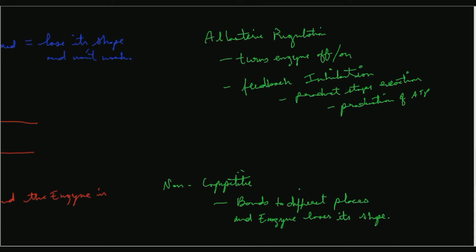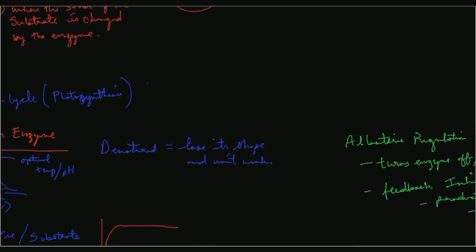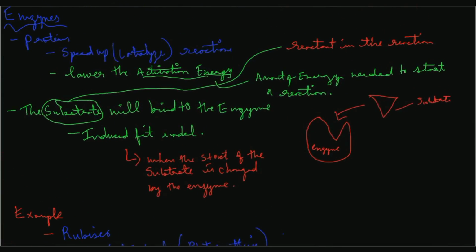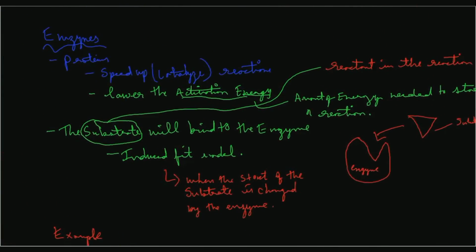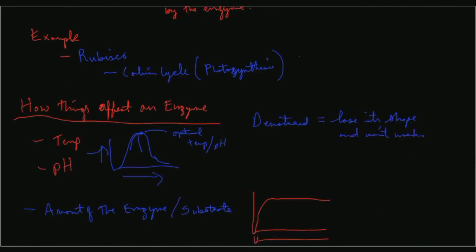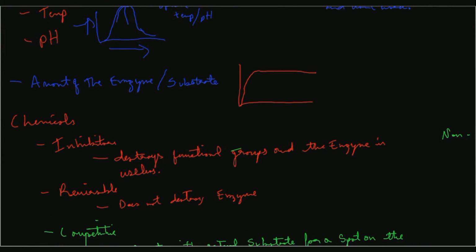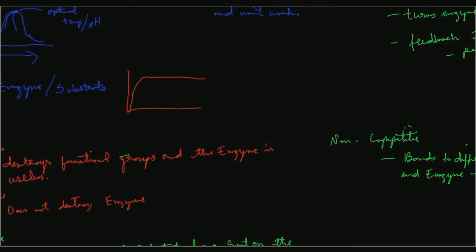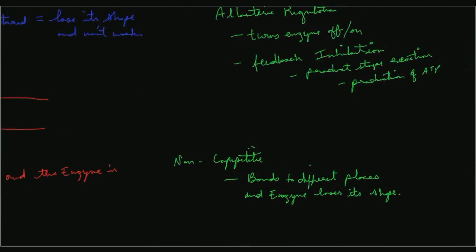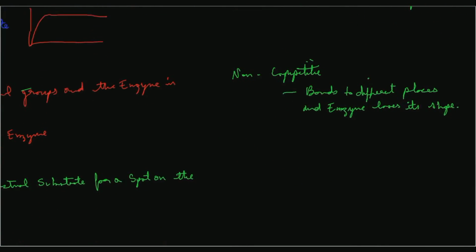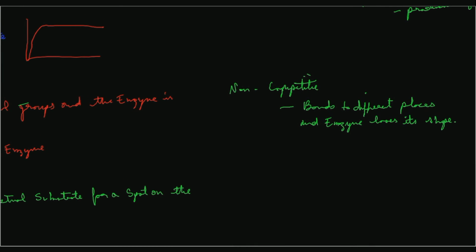So yeah, that's about it for enzymes. So basically, enzymes just speed up reactions, and they bond to the substrate, and that helps them speed up the reaction. So yeah, it's not that difficult, I guess. It's pretty easy. I guess that's all I needed to say about enzymes.